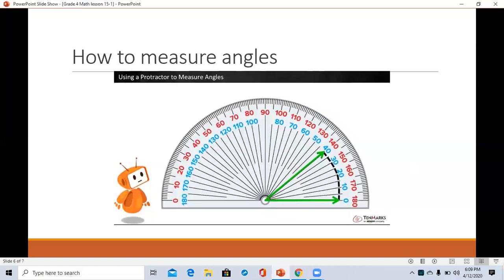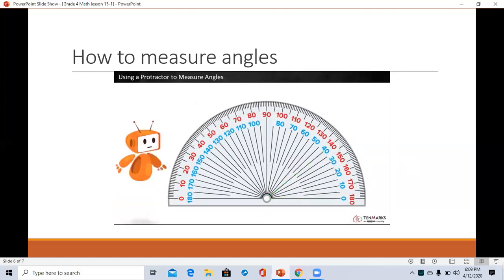To find how many degrees are between the arms, let's find the difference. 40 minus 0 is equal to 40. This angle is 40 degrees. 40 degrees makes sense since this angle is acute, or less than 90 degrees. The other number this arm is pointing to is 140. 140 degrees would not make sense since this angle is acute. Let's look at another angle.